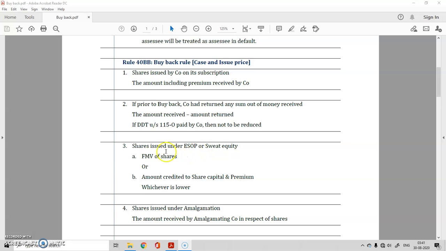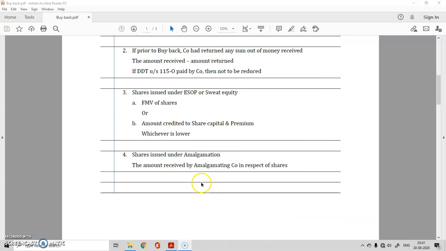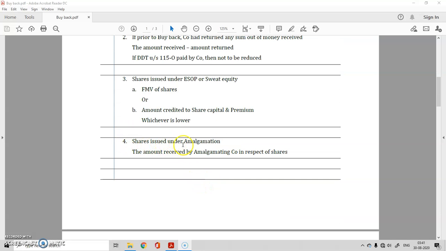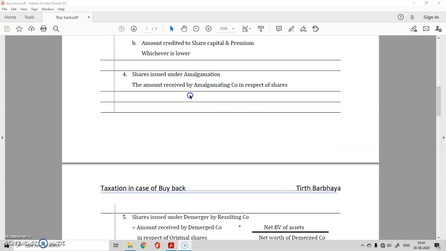Now, third point, shares issued under ESOP or sweat equity. The issue price would be FMV of shares or amount credited to share capital and premium, whichever is lower. Now, fourth point, shares issued under amalgamation. The issue price would be amount received by the amalgamating company in respect of the share. It means any amount received by the old company in respect of such shares.